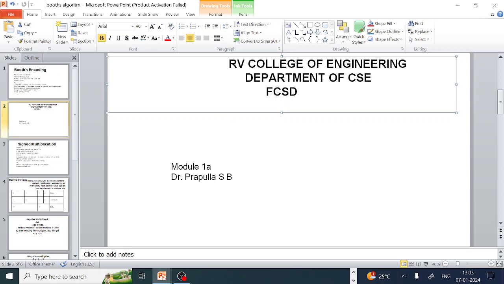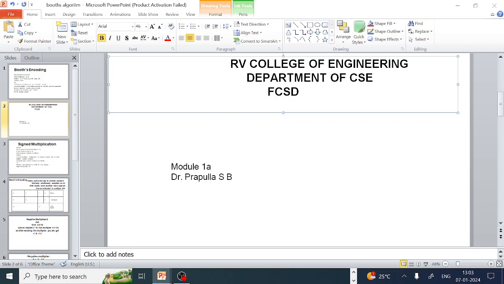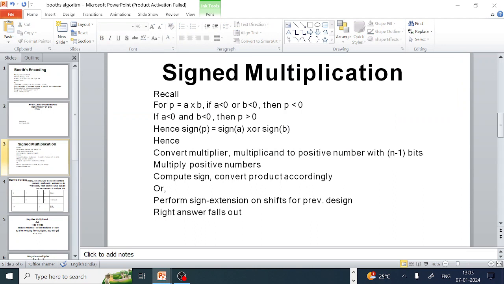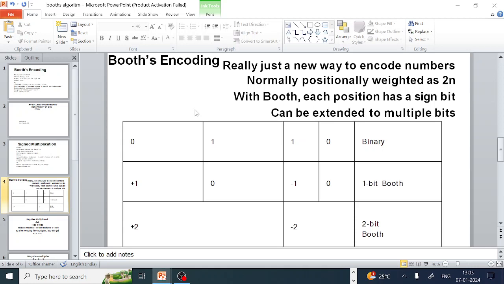In the previous class, we have seen how we can multiply two positive integers using a sequential multiplier. Today we are going to discuss, if we have to perform the multiplication for signed numbers, how can we perform it using Booth's algorithm. Signed multiplication means the multiplicand can be negative or the multiplier could be negative. For both of these, Booth's algorithm works.